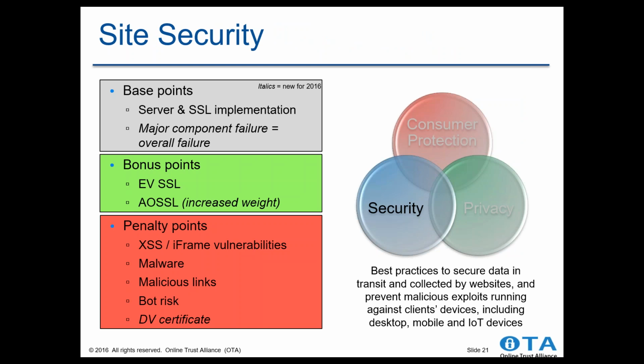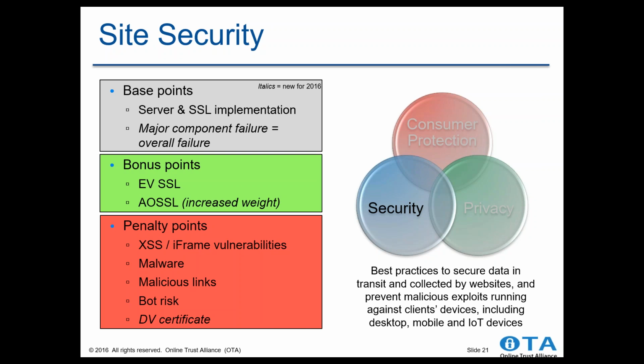Site security, again, following the model of the gray being the baseline points, bonus points we award for extended validation certificates and always-on SSL or HTTPS everywhere. Again, a protocol that really helps secure the entire web session from the client to the server for both security and privacy purposes. And this area has perhaps the biggest areas of penalty points: iframe, different exploits we find on the sites, malware, malicious links, risk of a site being susceptible to bots, as well as DV or domain validated certificates.